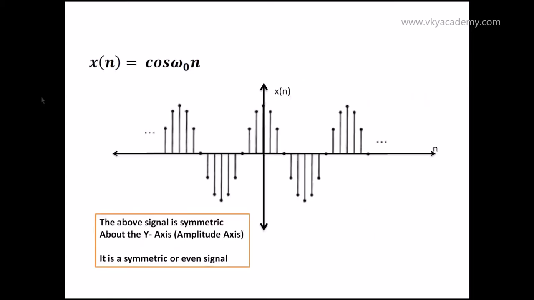As you can see on the screen, x of n is equal to cos omega naught n has a graph like this. This is my time axis, this is my amplitude axis, and this is a discrete time signal of cos omega naught n. When you put a mirror on the y-axis, the exact replica of the positive x-axis can be seen on the negative x-axis. So this particular signal is called an even signal. The signal is symmetric about the y-axis, or amplitude axis.